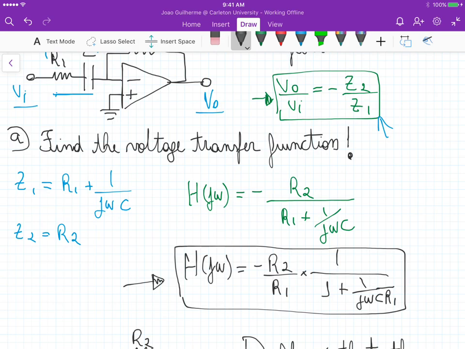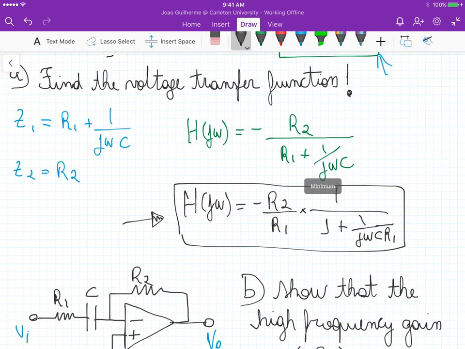So this transfer function basically dictates what happens at the output based on the frequency of our input signal. So if we plot the Bode plot for this transfer function, we would see what happens to the magnitude and what happens to the phase. Basically that's the equation that dictates what's happening to the magnitude and phase of our output signal based on the frequency and amplitude of our input signal.